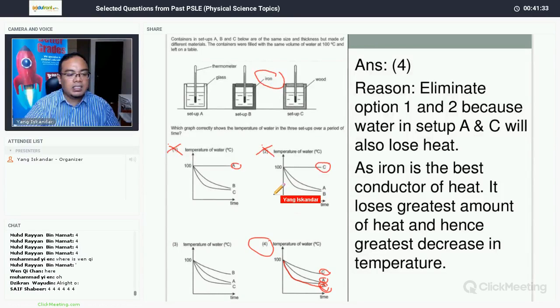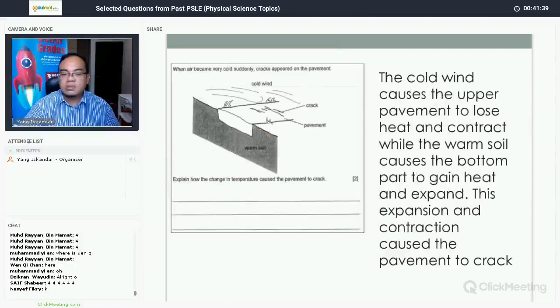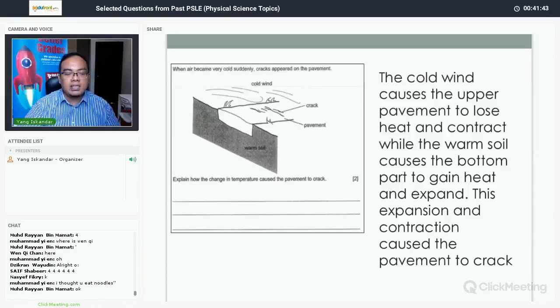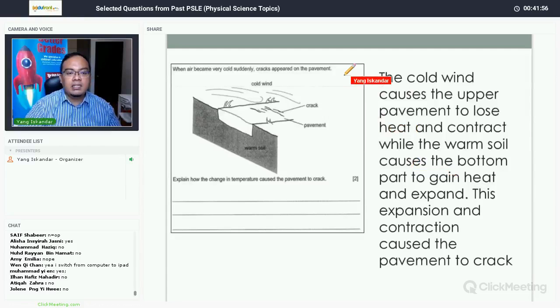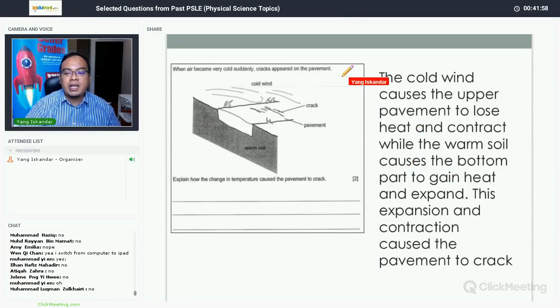All right. Next question. Let's move on to the next question. Okay. Now let's take a look at this. Now, have you seen this question before? This is last year's PSLE question, a 2-mark question. Okay. Now let's take a look. Now this is what we call an application question.